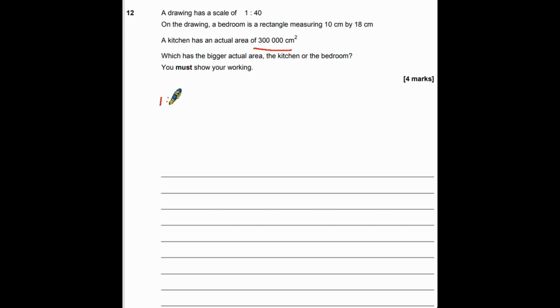We have a scale of 1 to 40. Therefore, if one side is 10 centimetres on the drawing, then we have to multiply that by 40 to find the real size, so that becomes 400. The other measurement of the bedroom is 18 centimetres, so again we have to multiply 18 times 40, and the answer to that is 720. So in order to find the area, it's length times width, 400 times 720, and for that you get 288,000 centimetres squared.